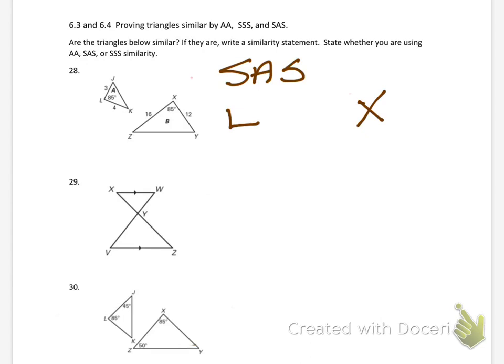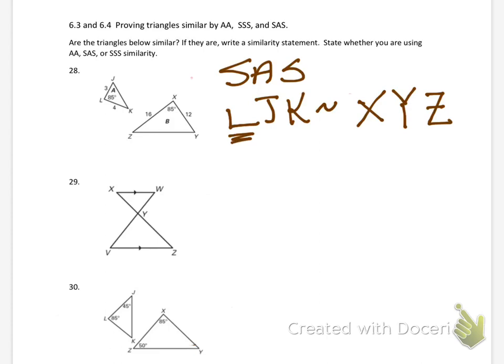Then go from the L in the small triangle and go down the small side. That will bring me to the J. In the second triangle, start at the X, go down the small side. That will bring me to the Y. Then just fill in the next letter. The next letter in the small triangle, L, J, K. That's similar to X, Y, Z.